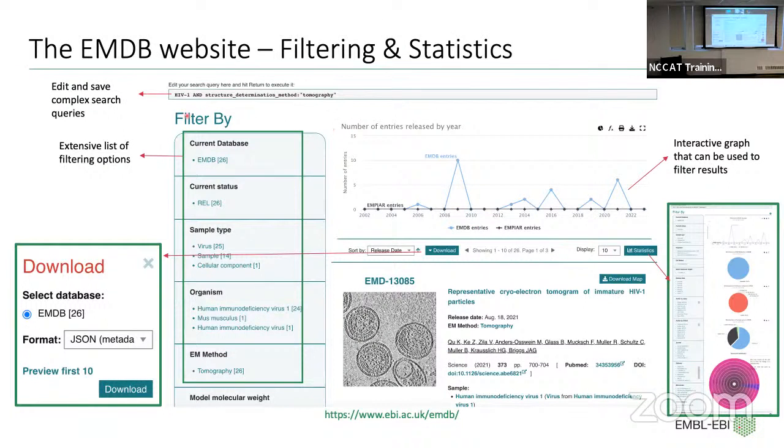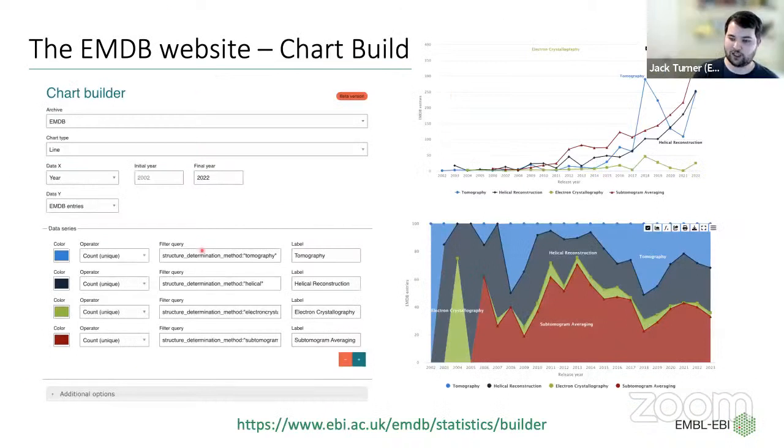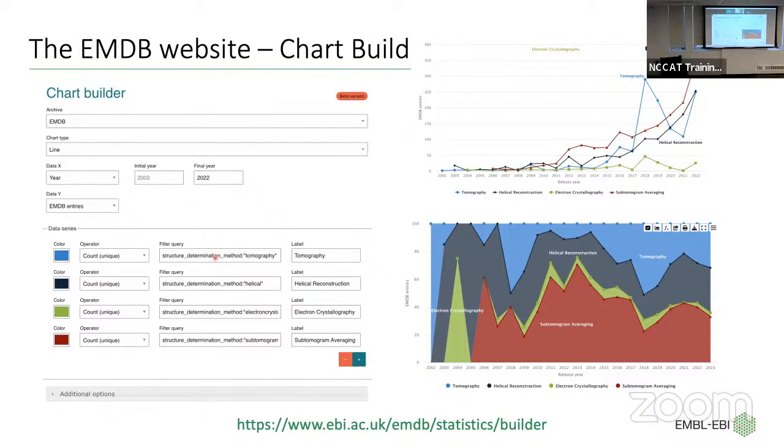So in this case, I've searched for HIV1 being anywhere in the metadata and the structure determination tomography. And this is where your filter query will build up. So if I were to click any of these filter by facets on the left-hand side, it would add additional bits to here, and you'll build up these long queries that you can save and then search again if you want to. But these are also the queries that you would copy and paste into this filter query section on the statistics. And you can plot by a number of things. So you can change the data on Y to resolution over time, EMDB entries over time, and so on and so forth.